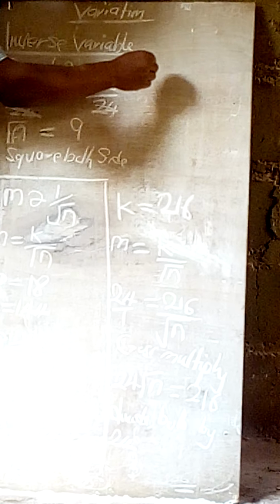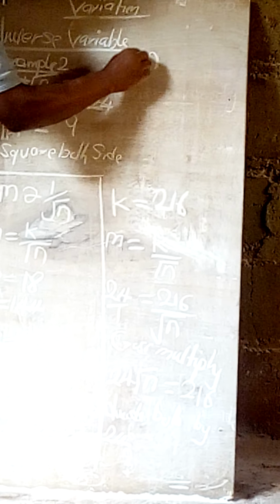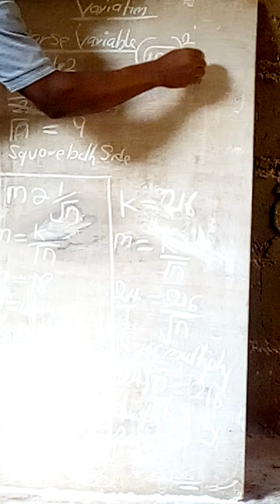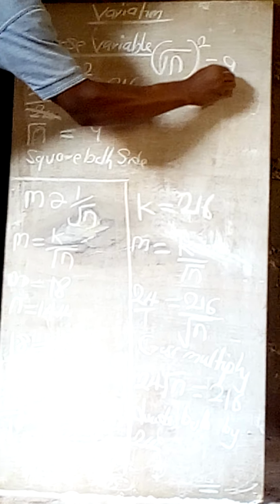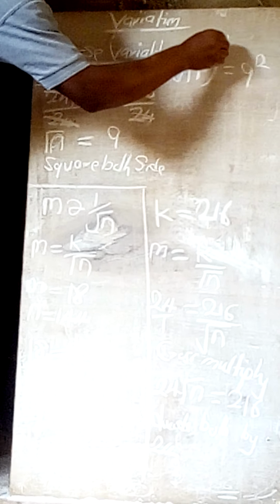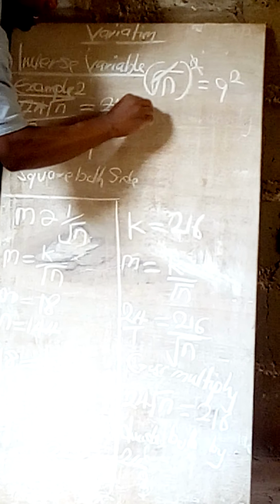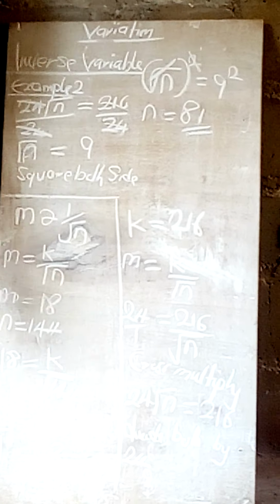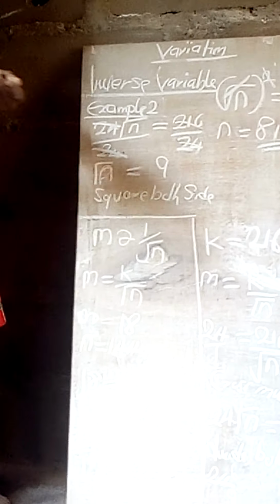We now have root n squared equals 9 squared. These cancel, and n becomes 81. You understand this? You know how I got all of this now, right?